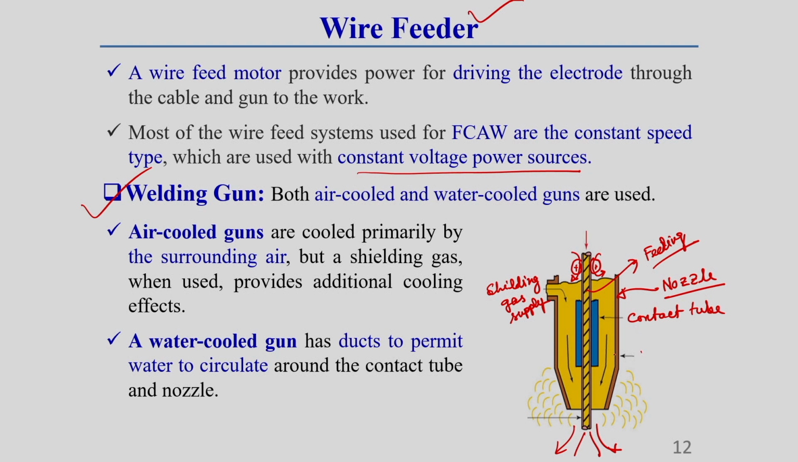Actually, this nozzle can be an air cooled type or a water cooled type. What I am telling, understand? So, the nozzle can be air or water cooled. Keep this in mind, because in an air cooled nozzle, the shielding gas also helps to cool the nozzle. And a water cooled nozzle generally has a duct which permits water to circulate around the contact tube as well as the nozzle, and then it cools the nozzle or welding gun.